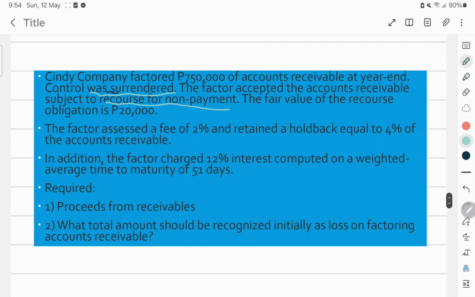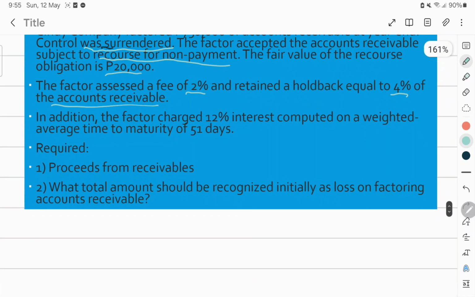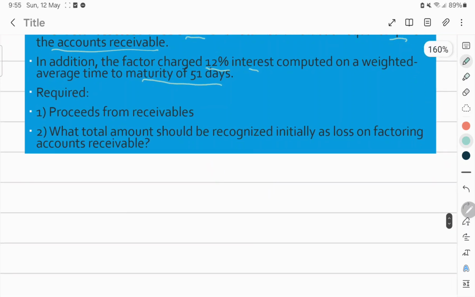The fair value of the recourse obligation is 20,000, given yung fair value ng recourse obligation. The factor assessed a fee of 2% and retained a holdback equal to 4% of the accounts receivable. In addition, the factor also charged 12% interest computed on a weighted average time to maturity of 51 days. Okay, so how do we compute for our cash proceeds here?